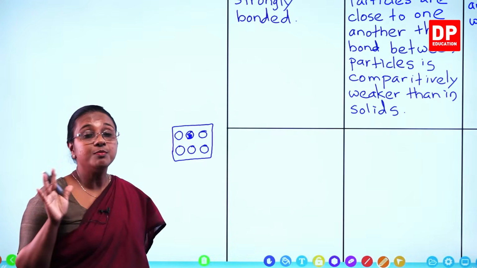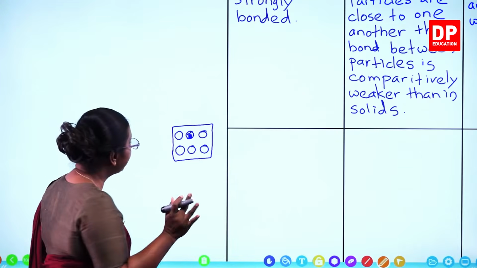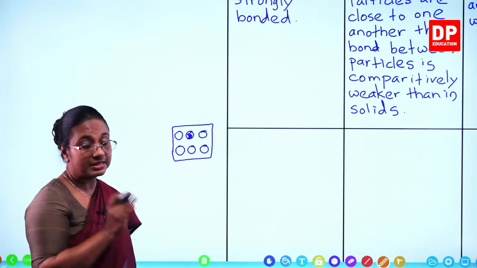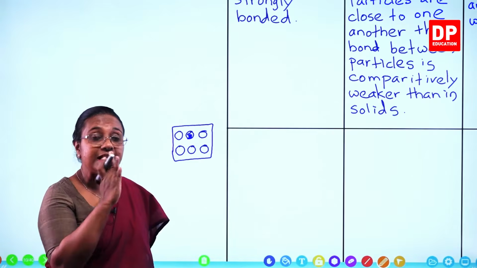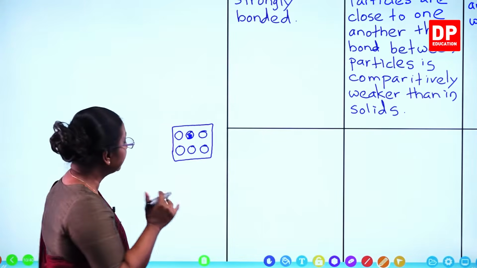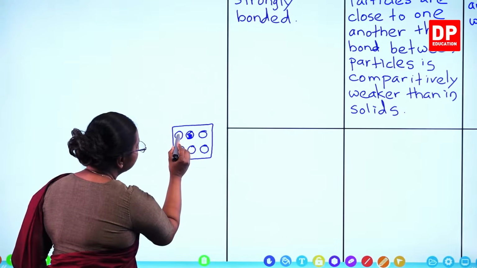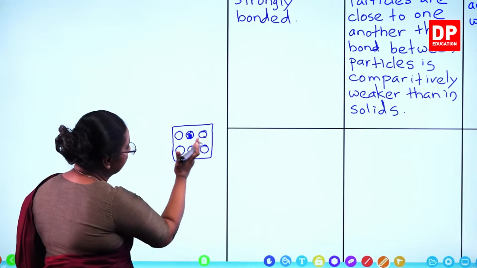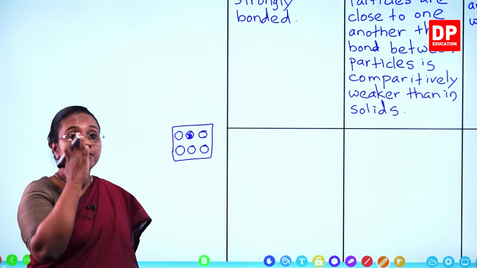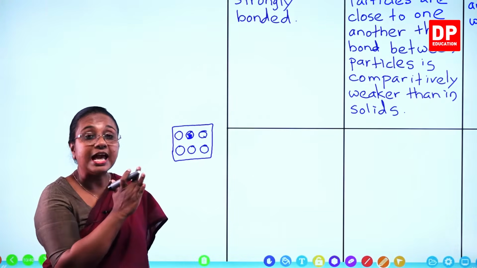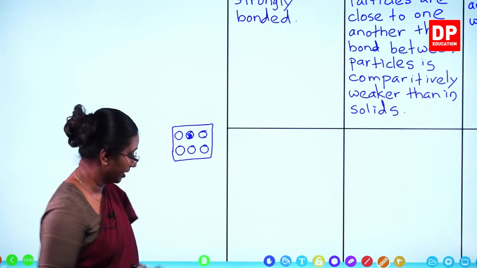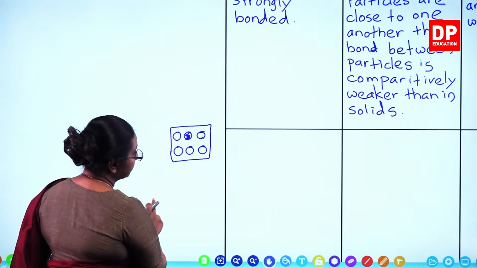So they cannot move from their position, but because there is a very small space between the particles, they can vibrate. Vibrate means it can come closer to this particle, then go away, come closer to this one. Like that, it can vibrate from its position a little bit. That's possible in solids.